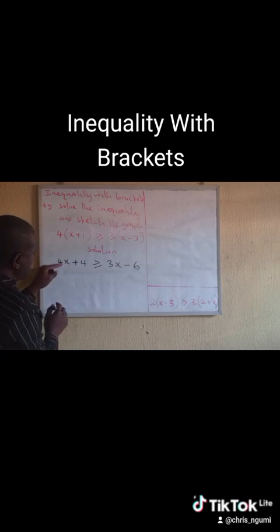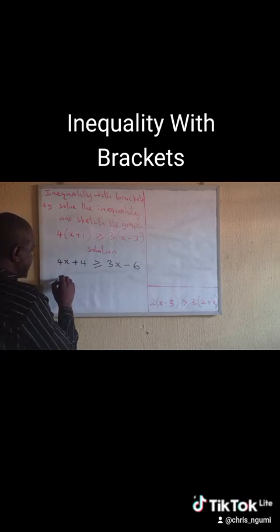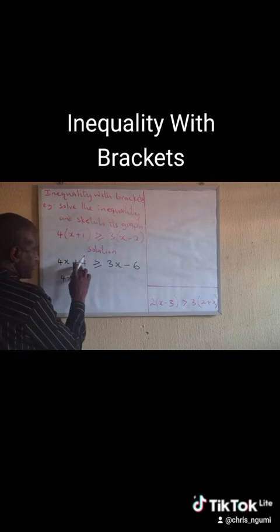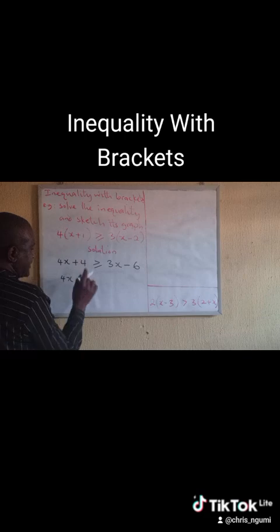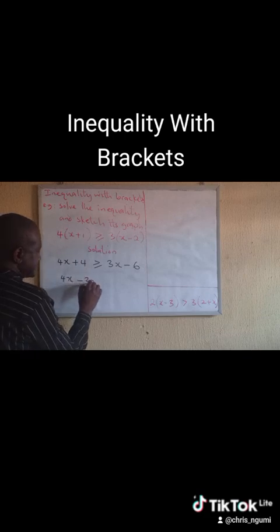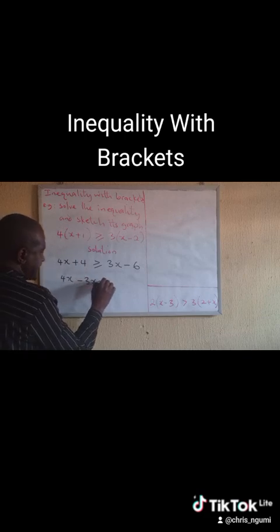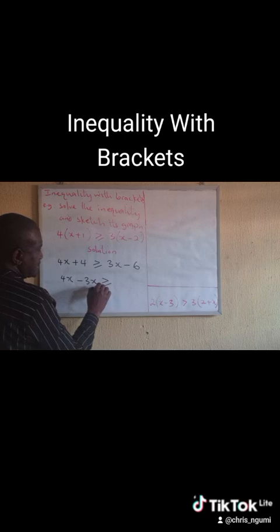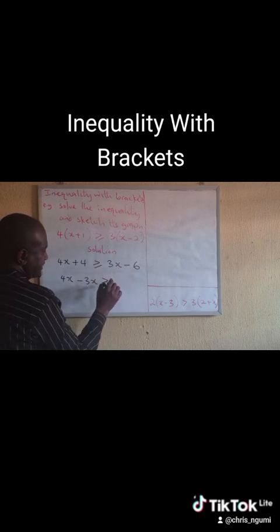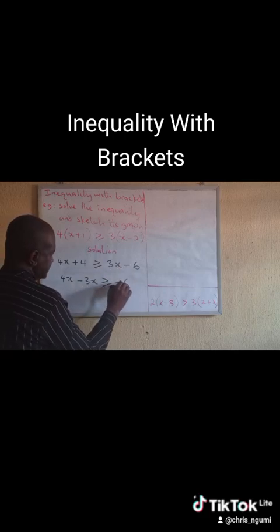So here now, we'll first of all write the 4x that is already on the left hand side. So I have 4x minus. Now I'll write that one first. I will not write this plus 4 that I'm going to move, because I'm removing it from here. So I'll write minus 3x greater than or equals to. Now there is a minus 6 on the right hand side, so I'll write minus 6.